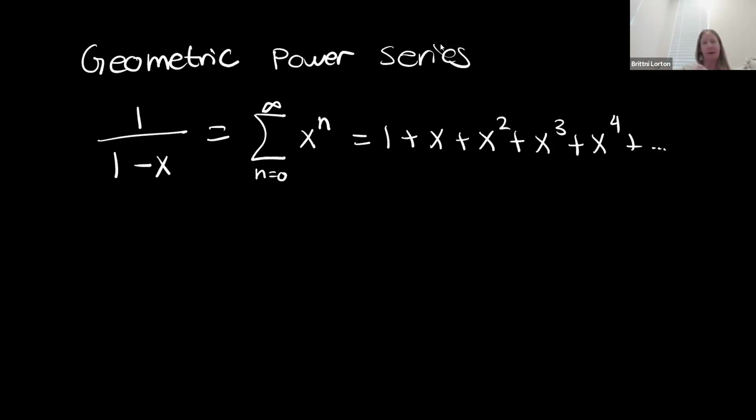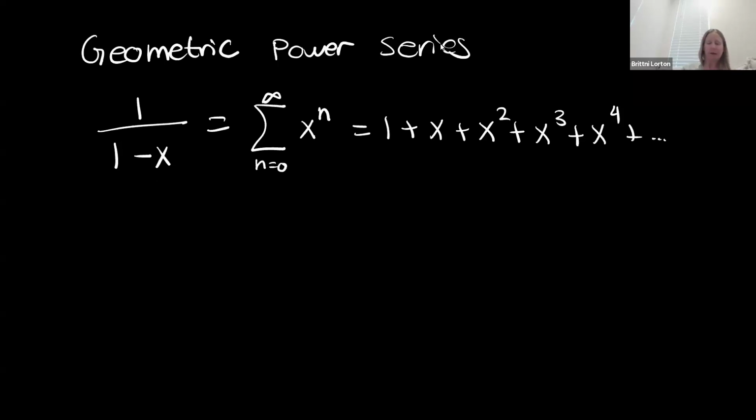So I'm going to start off with the geometric power series, which we know: the function 1 over 1 minus x equals the sum from n equals 0 to infinity of x to the n. Of course, this only converges on the interval of convergence from -1 to 1. But let's plug in some different things and play around with it and see what happens.